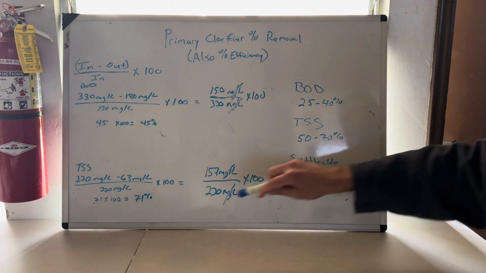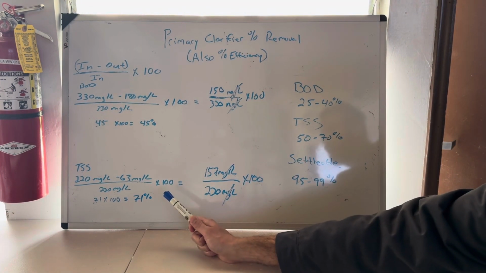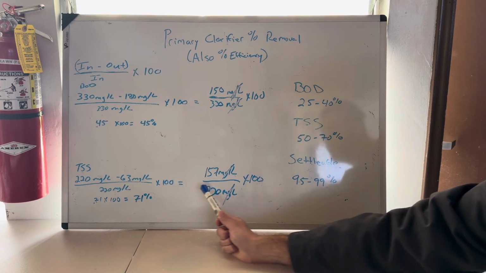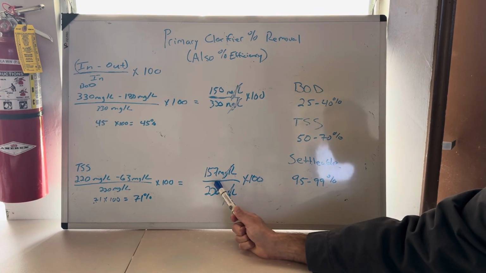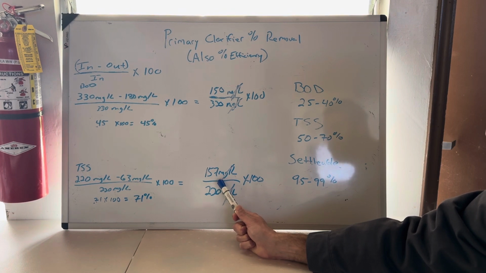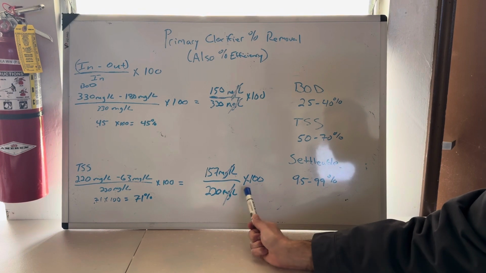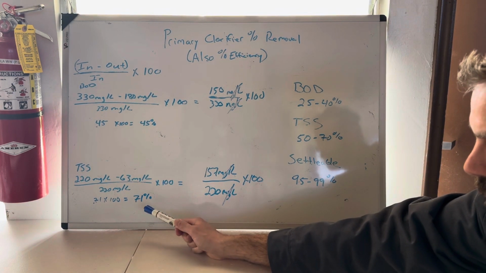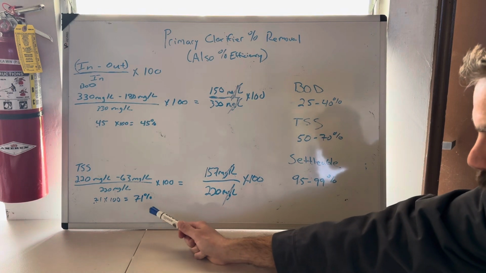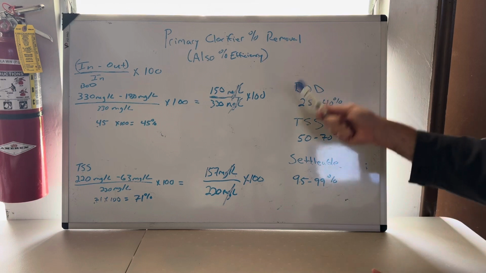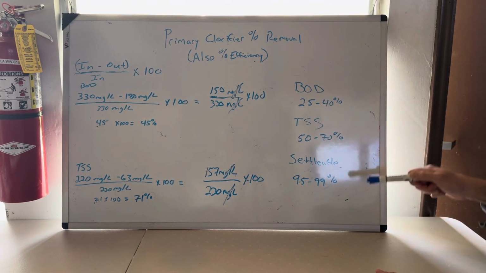Okay, we'll do it one more time for practice. TSS. Coming into my plant, I had 220 milligrams per liter. Leaving the clarifier, I have 63 milligrams per liter TSS. So in minus out divided by in times 100. So in minus out is 157 milligrams per liter. That's what was removed, divided by what came in, 220 milligrams per liter, times 100. So that's 0.71. Milligrams per liter cancel out. Times 100, 71% removal.